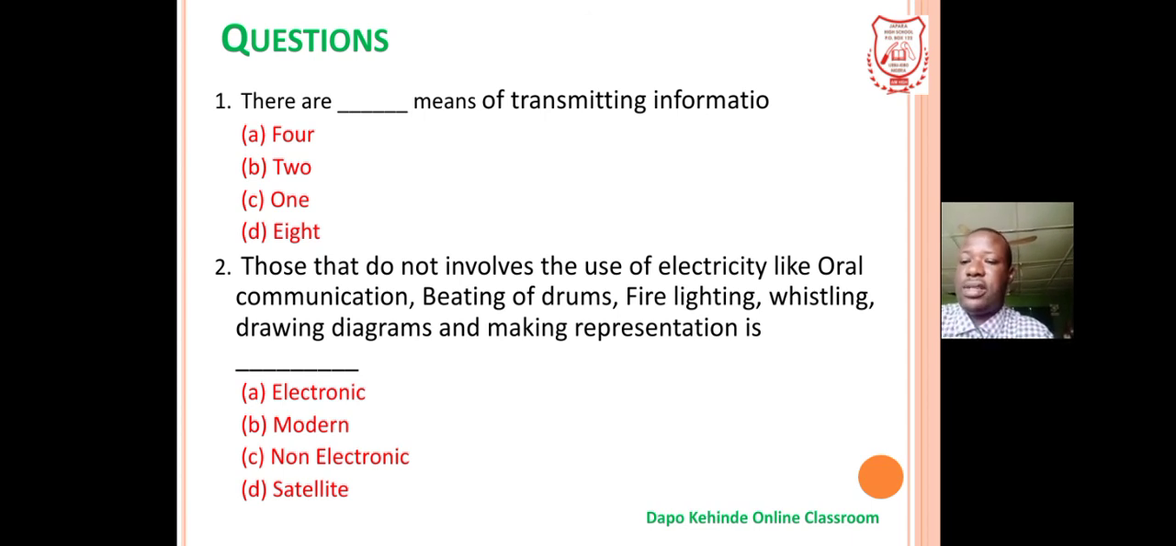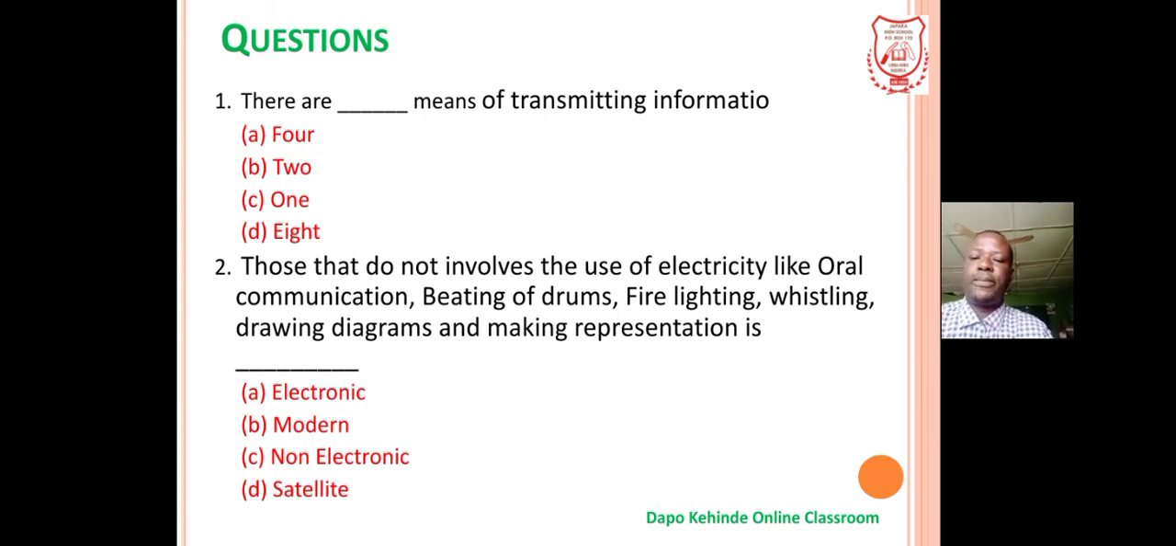The number 2 question says that those that do not involve the use of electricity, like oral communication, beating of drums, fire lighting, whistling, drawing diagrams, and making representation, is non-electronic means of transmitting information. So the correct answer there is C.